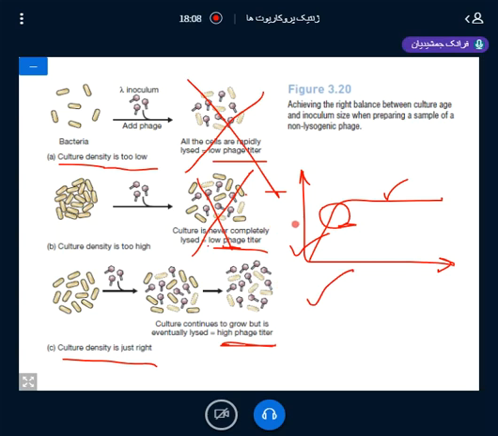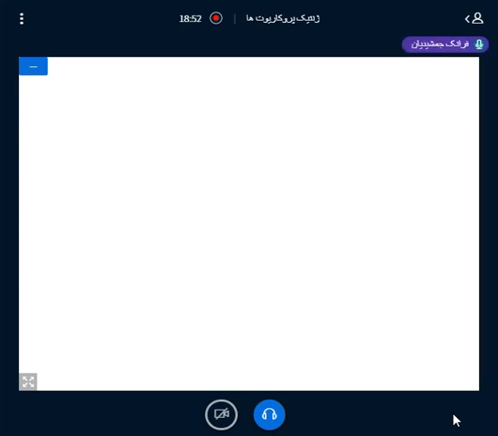So where should we add the phages to the bacteria? Here, in the log phase. This is the stationary, and this is the lag. Where do we want to add the phages? Here. Understand up to now? Okay, thank you.